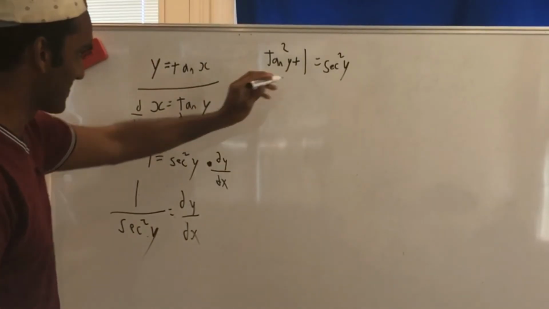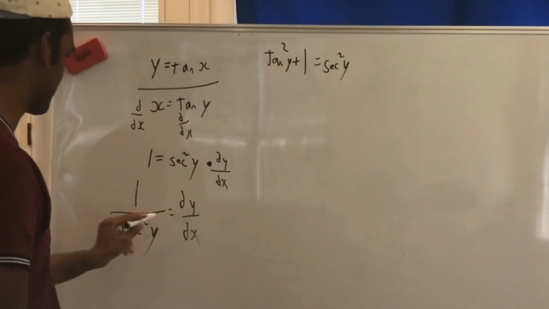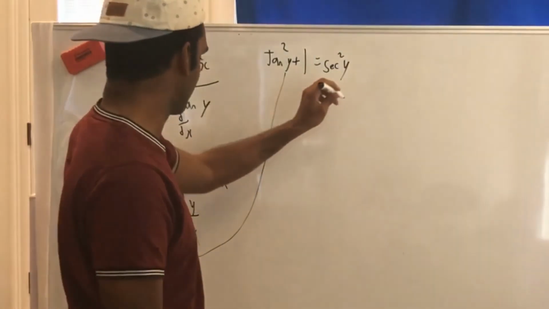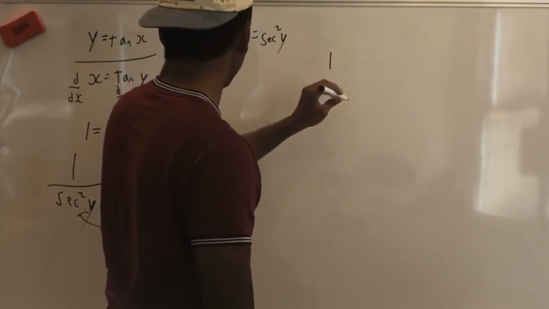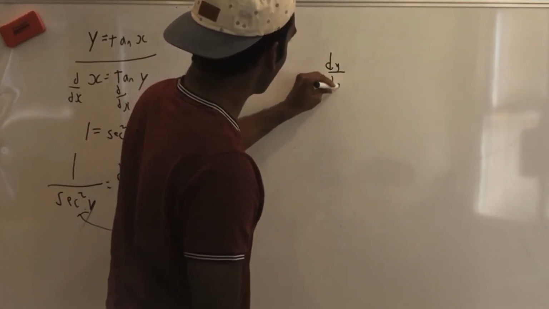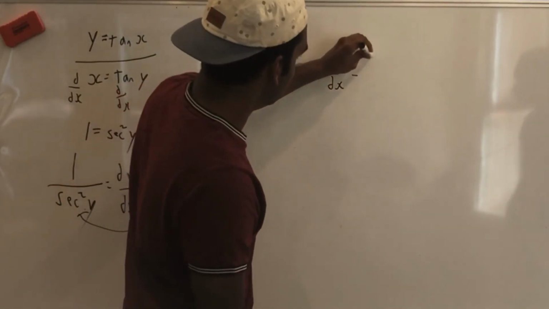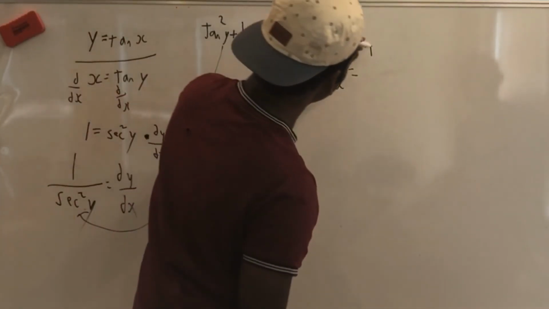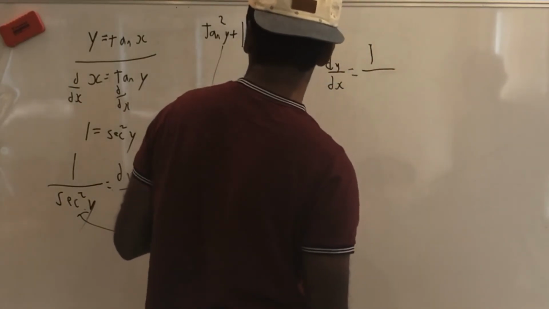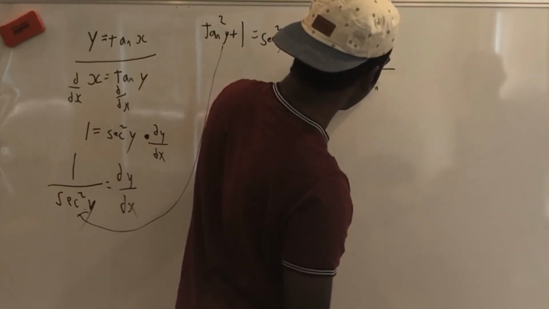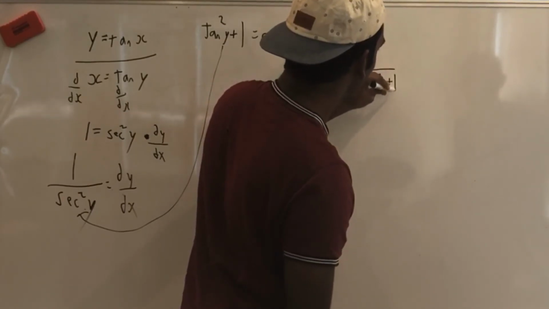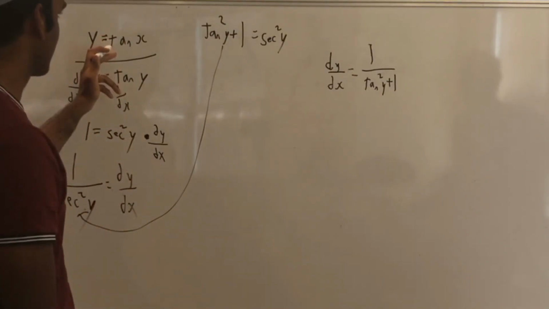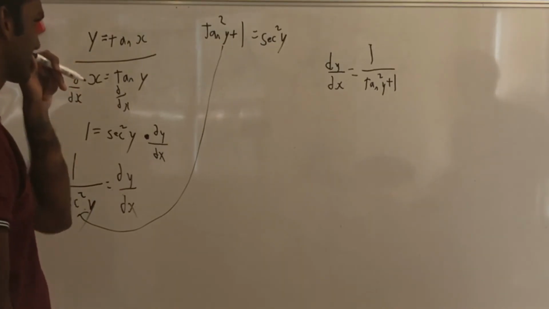There we go. So now that secant squared of y is tan squared y plus 1, I can do the substitution. So dy/dx equals 1 over tan squared y plus 1. And now we can take the, what does y stand for?